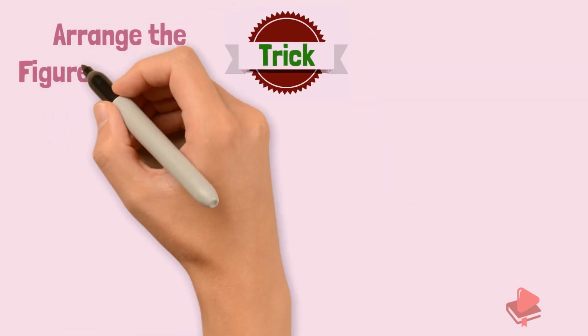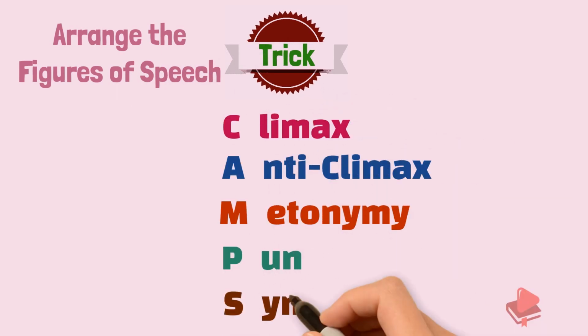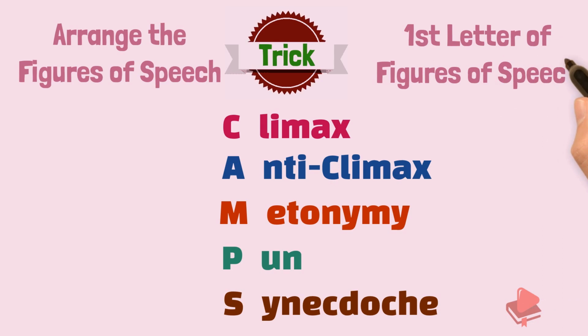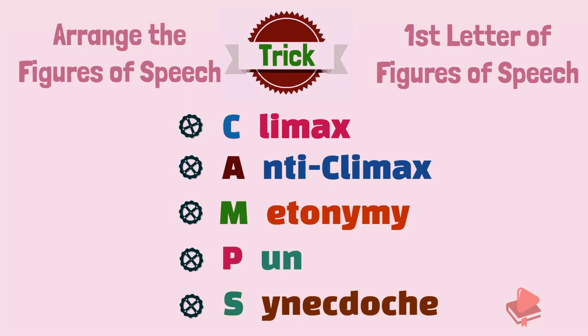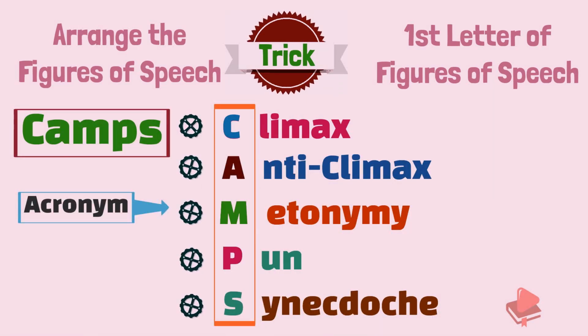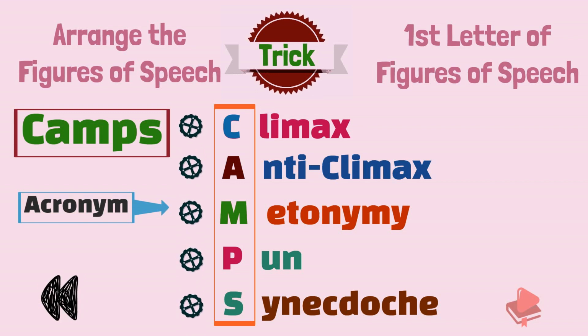Now that you're clear about figures of speech in this video, I'll give you a trick to remember all 5 types of figure of speech. Firstly, let's arrange them: climax, anti-climax, metonymy, pun, synecdoche. Now that's a trick. We will take the first letter of each figure of speech: climax, C; anti-climax, A; metonymy, M; pun, P; synecdoche, S. Combining all the first letters, it becomes the acronym CAMS. So do remember this. This acronym has all the figures of speech which we did in this video, and it will be easy to recollect them.